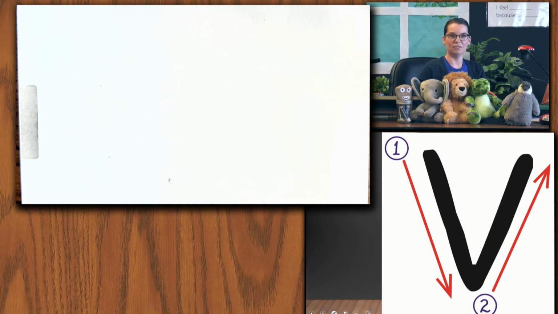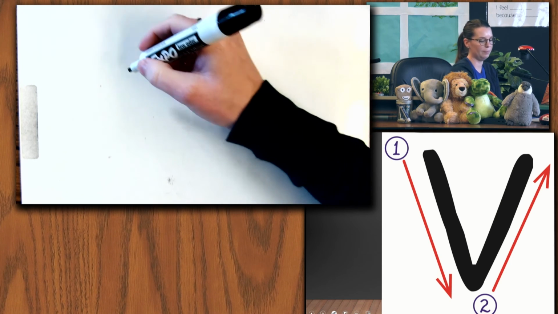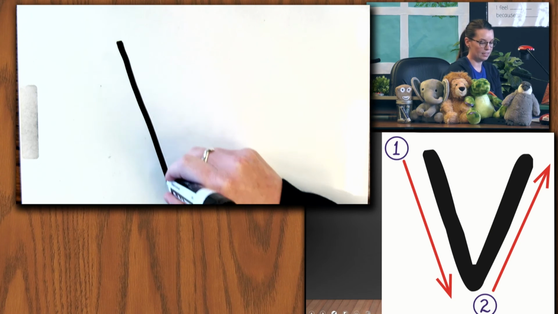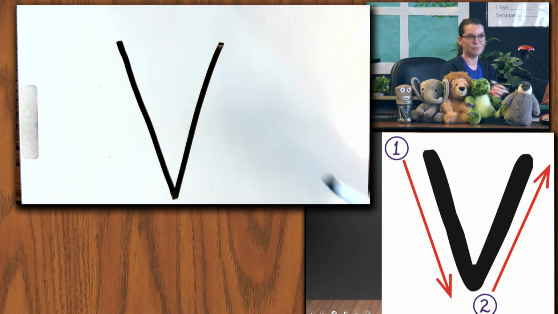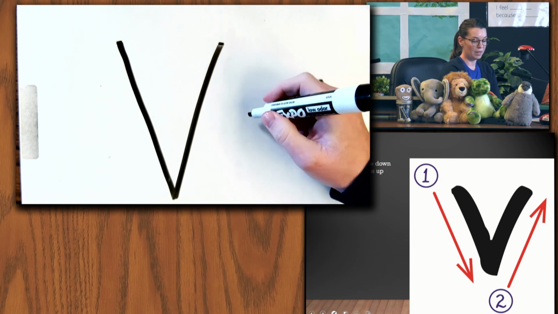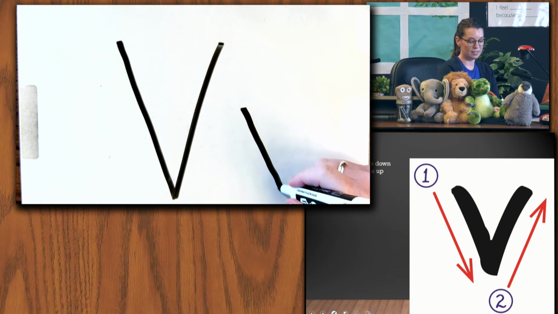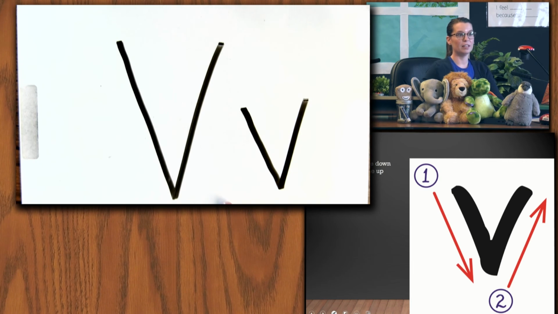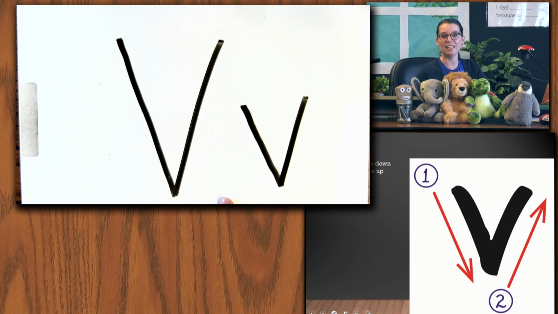V. V says V. Here we go. Pens up, slanted line down, slanted line up. Lowercase v has the same shape, but it's a letter that is small. Pens out, slanted line down, slanted line up. These are the letters V. V says V.